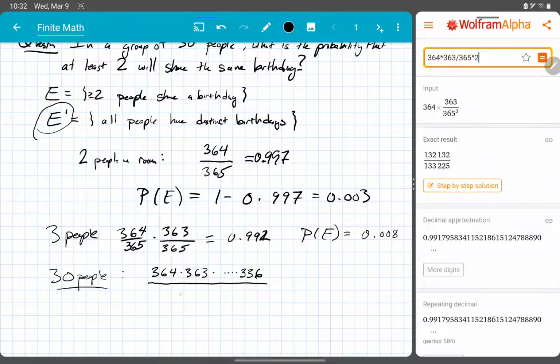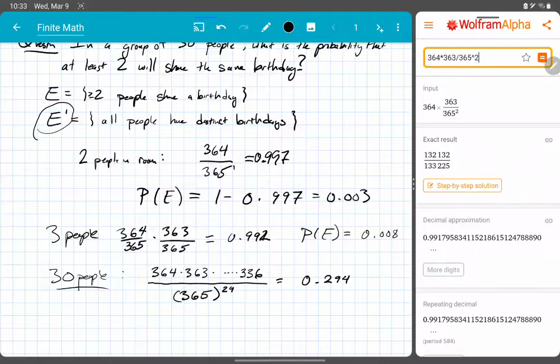And then in the denominator, we're going to have 365 to the 29th power. Right? Because with 2 people, we had 365 to the first power. With 3 people, we had 365 squared. So now with 30 people, we're going to have 365 to the 29th power. If you were to calculate this, you get 0.294.